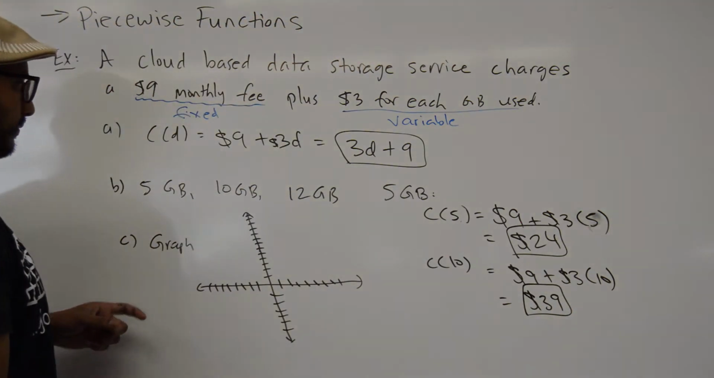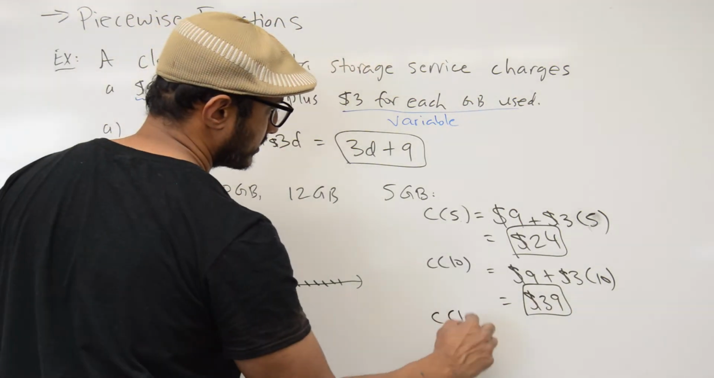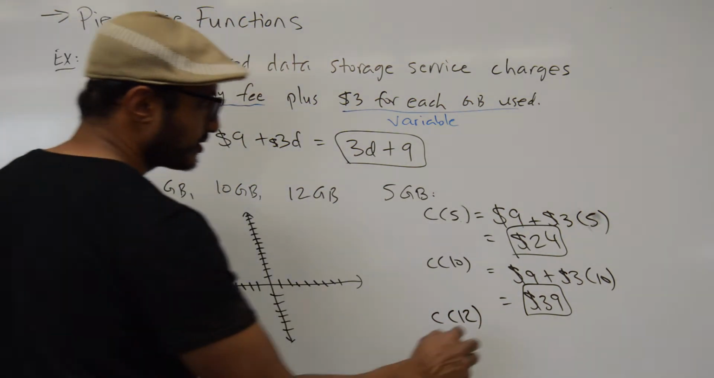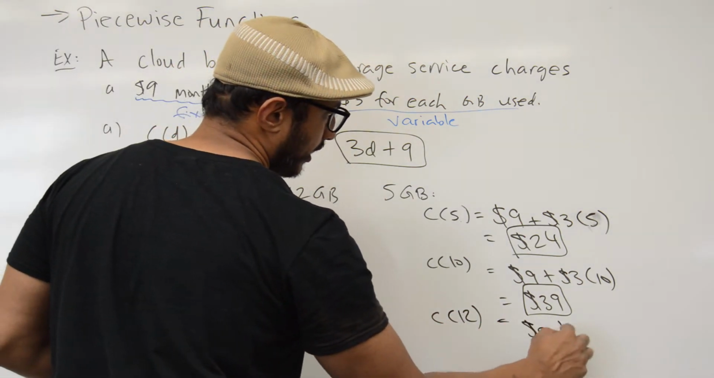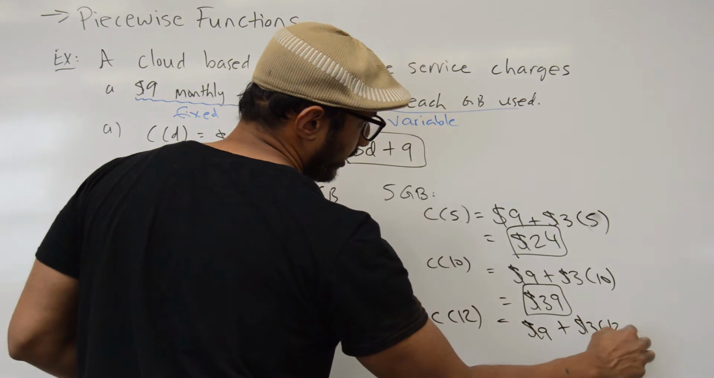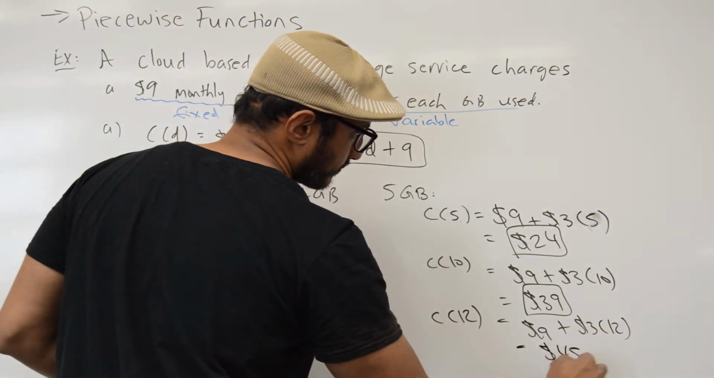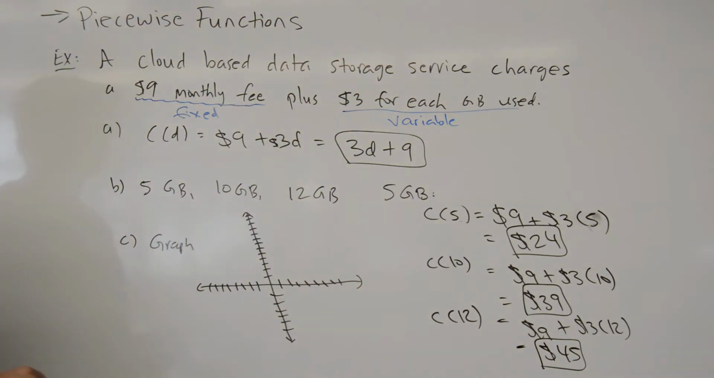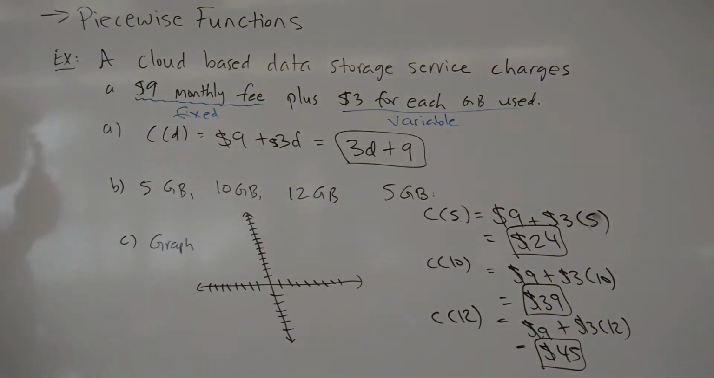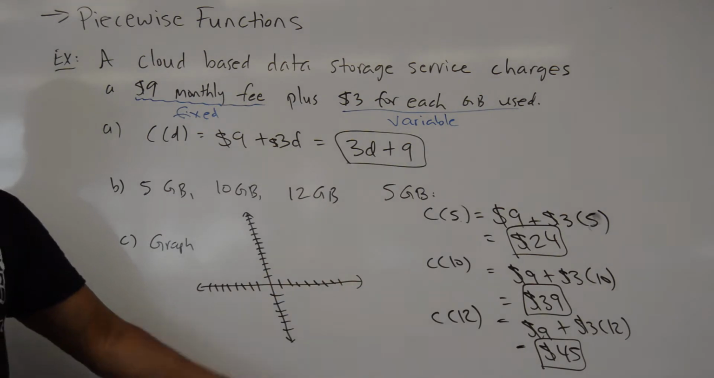Then we have 12. What about 12 gigabytes? Well, if you use 12 gigabytes, you still have your $9 monthly fee, and you have $3 for each gigabyte. That's 3 times 12 is 36. 36 plus 9 is $45. All right, so these are your points.